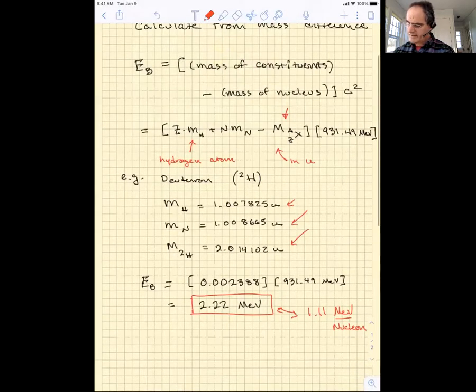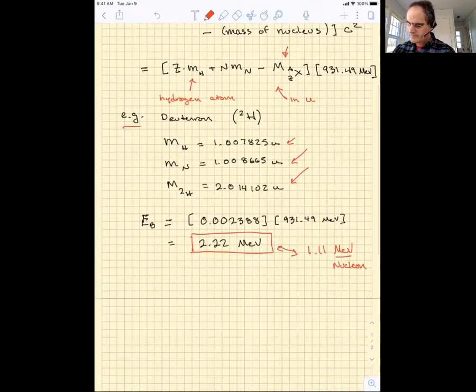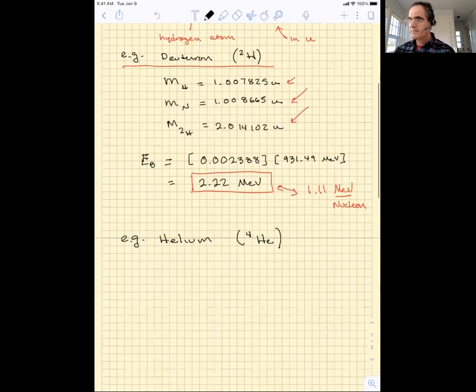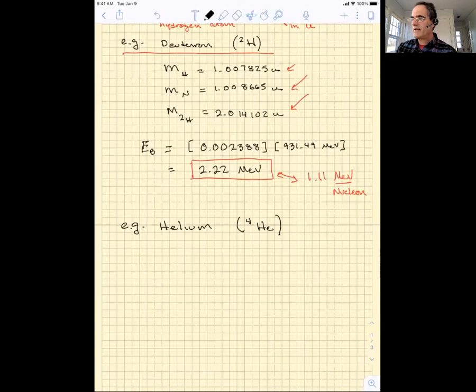Here, let's do a second example. Let's figure out the binding energy for a helium nucleus, a helium-4 nucleus, which consists of 2 protons and 2 neutrons. All right. It's not very different. The only additional piece of information we need is the mass of a helium atom.